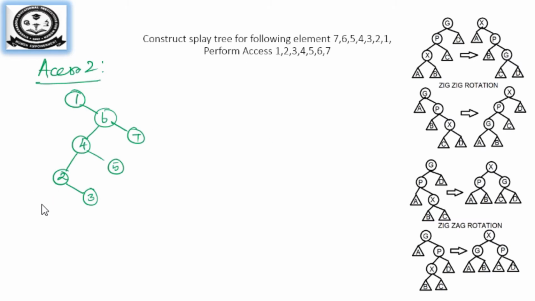Now you will see the access for 2. After 1, you should not start afresh, you have to continue with the same diagram only, because a splay tree is used when 1 is accessed, the next nearby element will be accessed within a lesser time. So now you see 2 is here, still it is not in the root node, so it has to be brought to the root node. So you will put X over here, X, P and G. So you don't have A, but you have B, you have C and you have D.